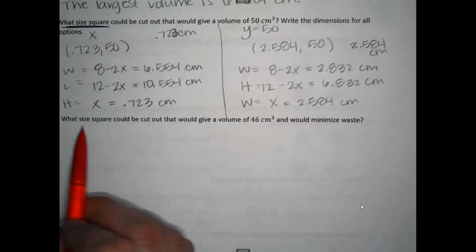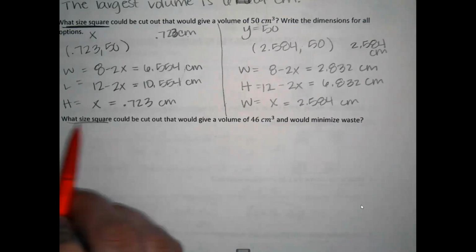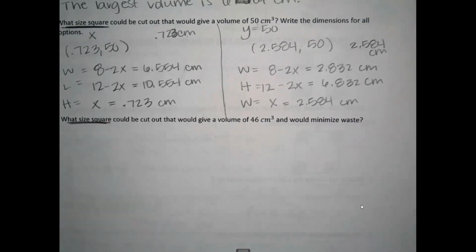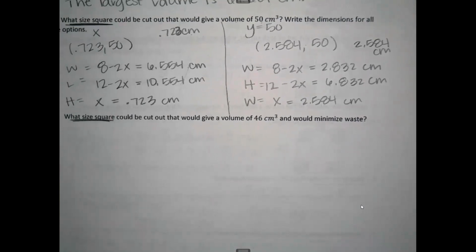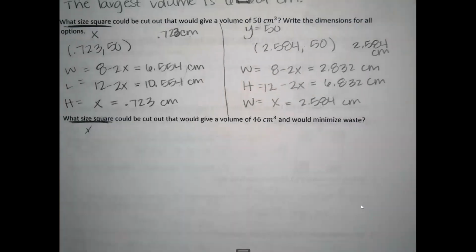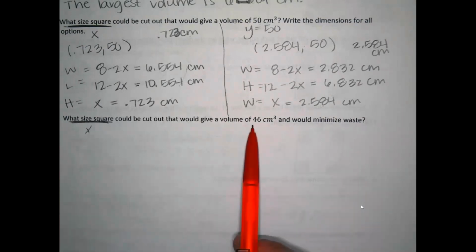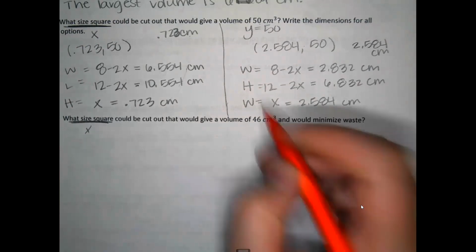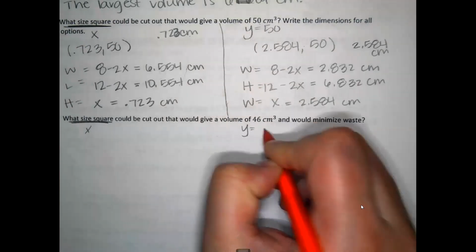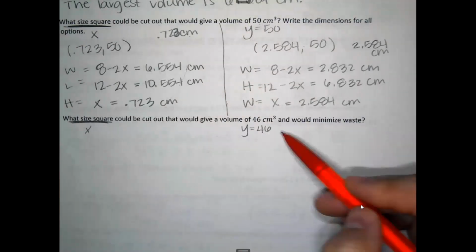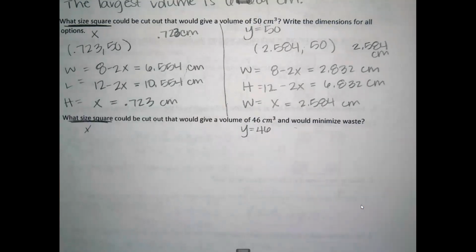All right, the next one says, what size square? It's an X value question. It says, what size square could be cut out that would give a volume of 46 centimeters cubed and would minimize waste? So they gave us 46 centimeters cubed, so there's our Y value. And so we're going to start with this, and then I'll help you guys figure out the minimize waste part.